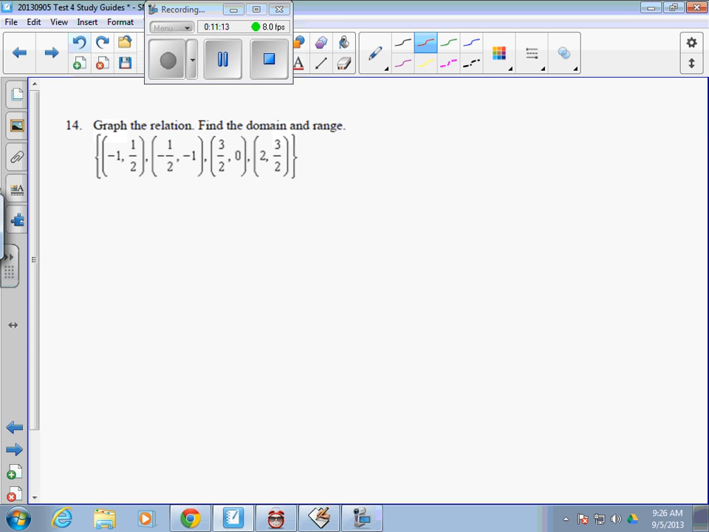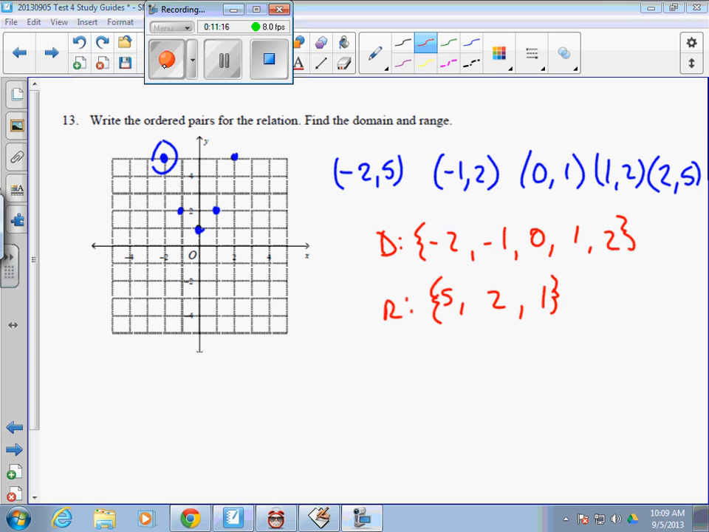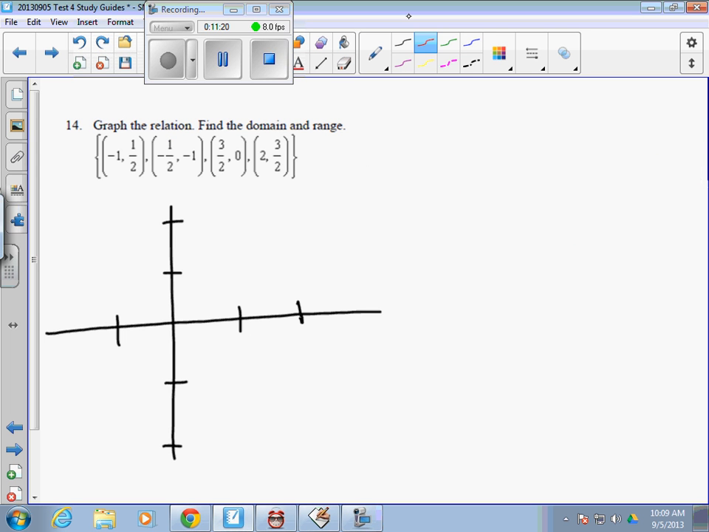It says to graph the relation, find the domain and range. It's x comma y still. So your first one, know that this is our x-axis, this is our y. -1, +1/2. So we go to -1, +1/2. You have to do a little estimate and make your graph good and big to where you can see it though. Second one says -1/2, -1.